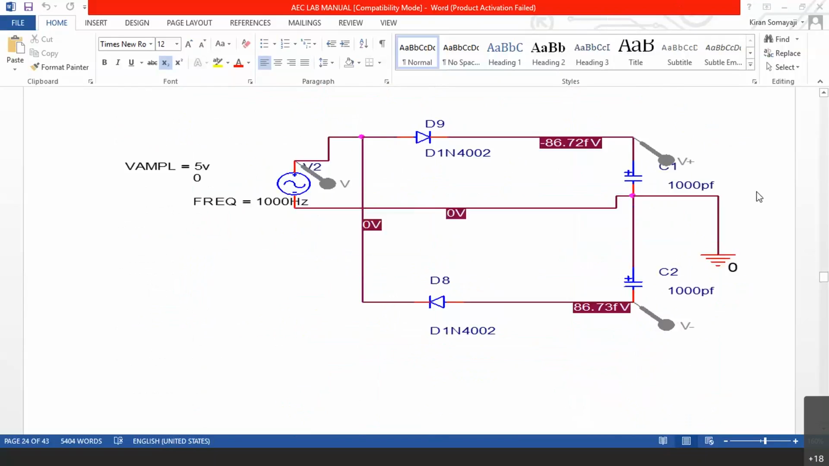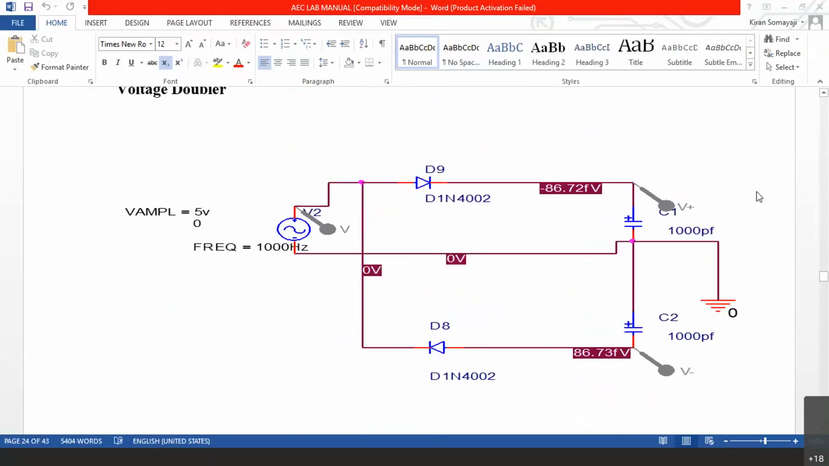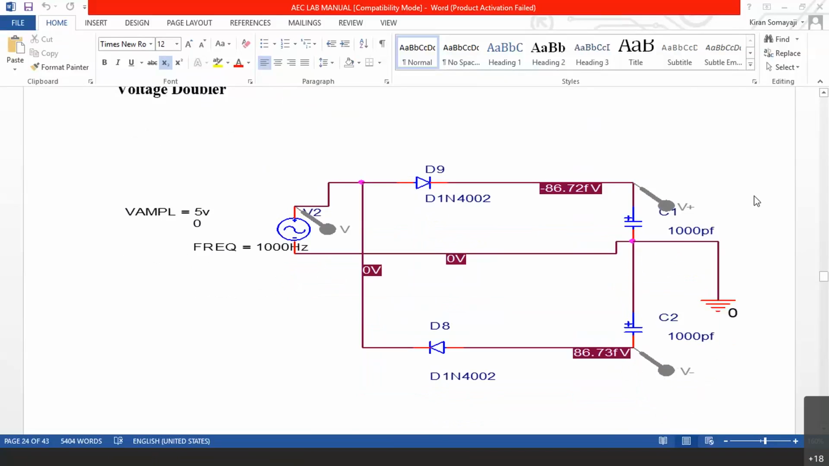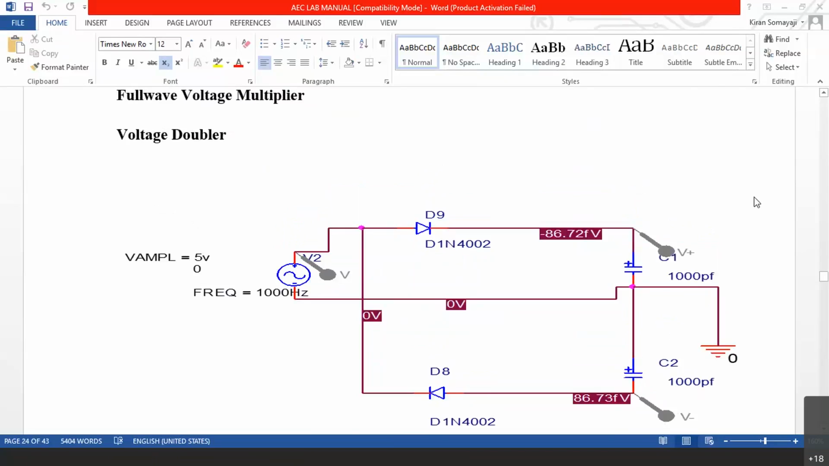Okay, let me proceed to the next circuit. Now this is a full wave voltage doubler. You can see here, in the positive cycle, this diode will conduct, and you can see the ground is connected here. When ground is connected here, current flow is in this direction.